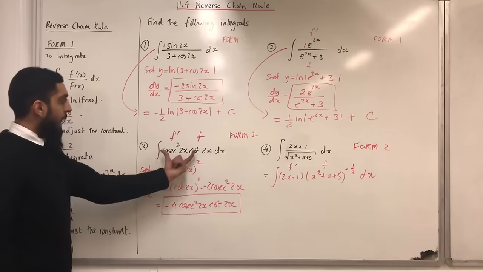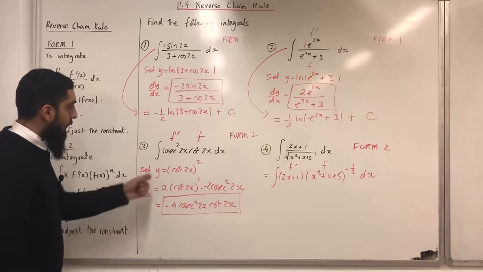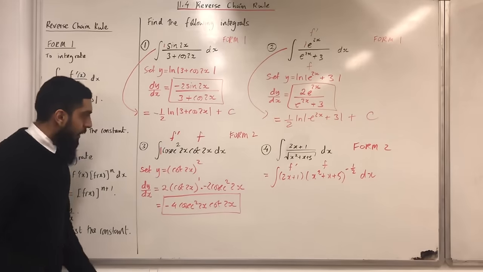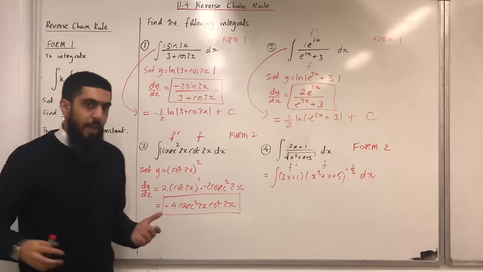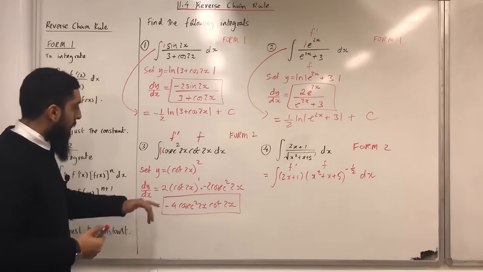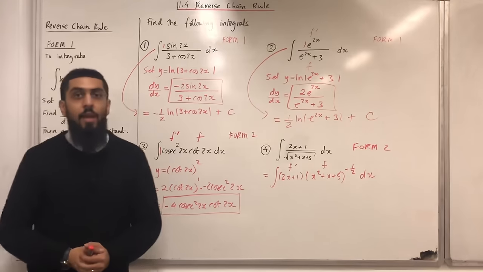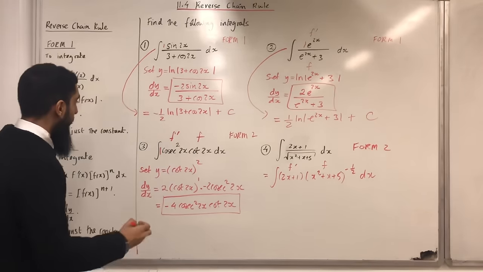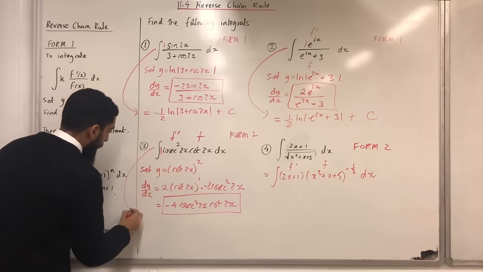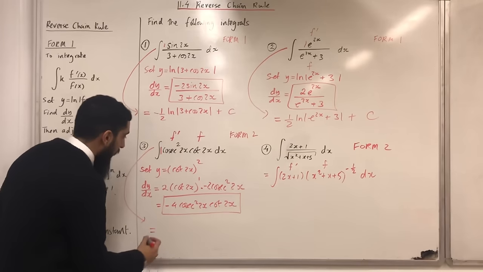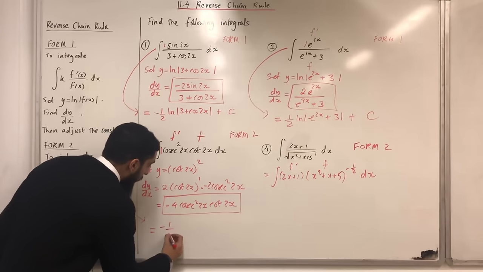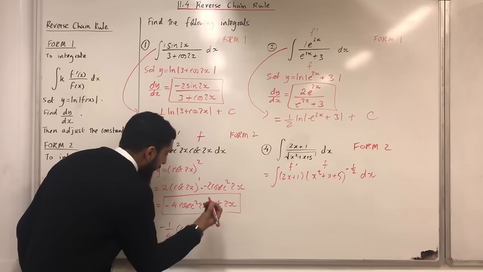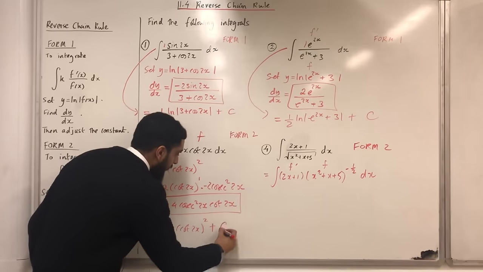If I go back to my expression over here, in front of the cosec squared 2x, I have a 1. Okay, I need to say to myself, okay, how do I go from minus 4 to a 1? I need to divide by minus 4. Therefore, this particular integral will equal minus 1 over 4 cot 2x in brackets to the power 2 plus c.